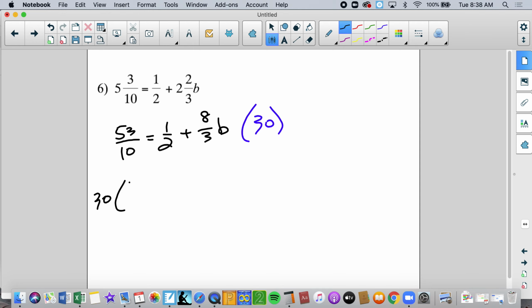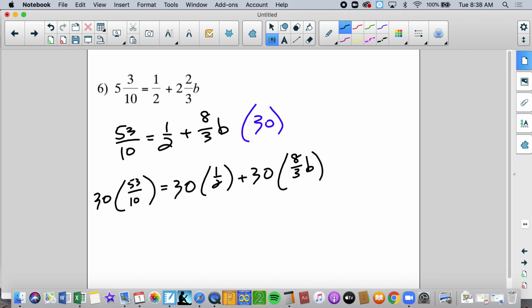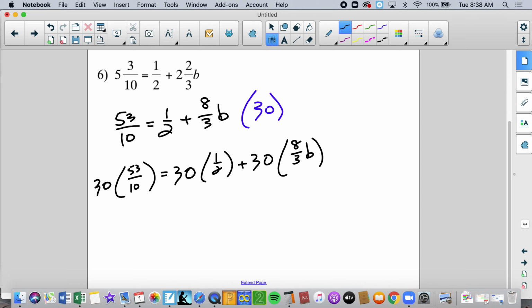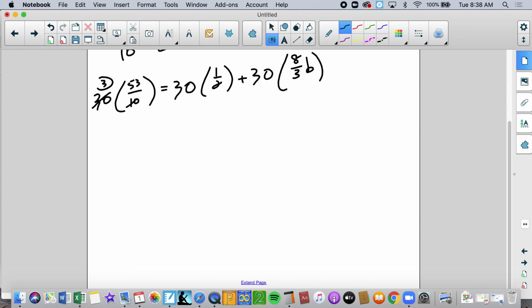So we have 30 times 53 tenths equals 30 times 1/2 plus 30 times 8/3 b. The 10 and the 30 cancel to be 3. That's 159. I'm going to do that in my head. 3 times 3 is 9. 3 times 5 is 15. The 2 and the 30 cancel. 15 times 1 is 15.